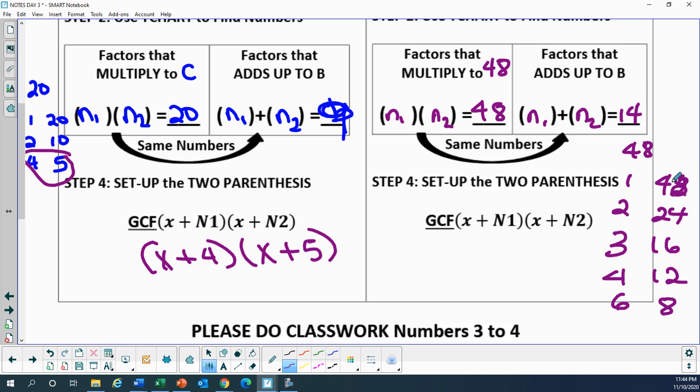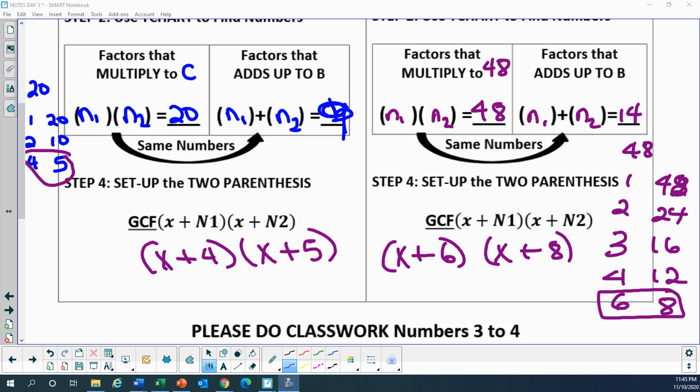1 plus 48 is not going to give me 14, so I knew it's not going to be the first one. 2 plus 24, 3 plus 16, 4 plus 12. But now I got it: 6 plus 8 will give me 14, and 6 times 8 will give me 48. So all you have to do is x plus 6, then x plus 8. That's all you have to do. Okay, this is how we do factoring when A equals 1.